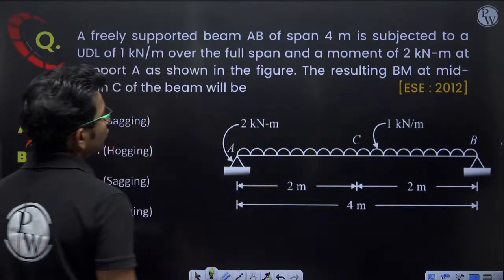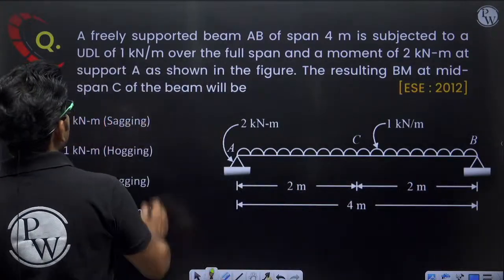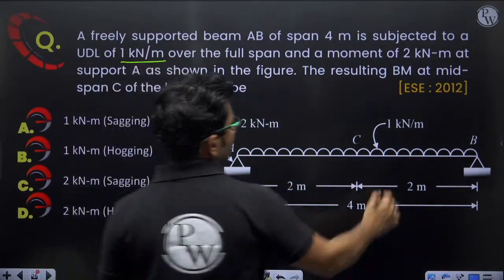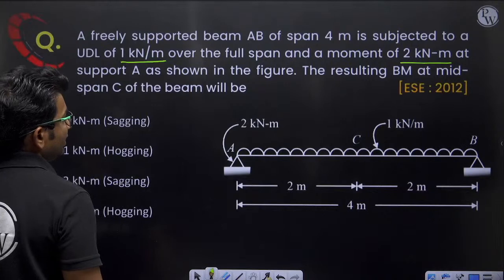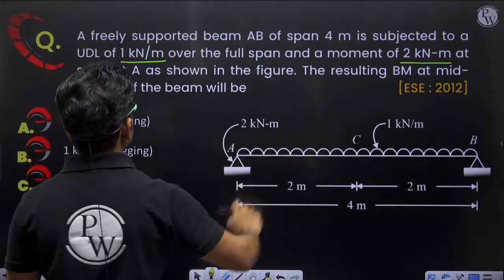A freely supported beam AB of span 4 meter is subjected to a UDL of 1 kilonewton per meter over the full span and a moment of 2 kilonewton meter at support A as shown in the figure. The resulting bending moment at mid-span of the beam will be.